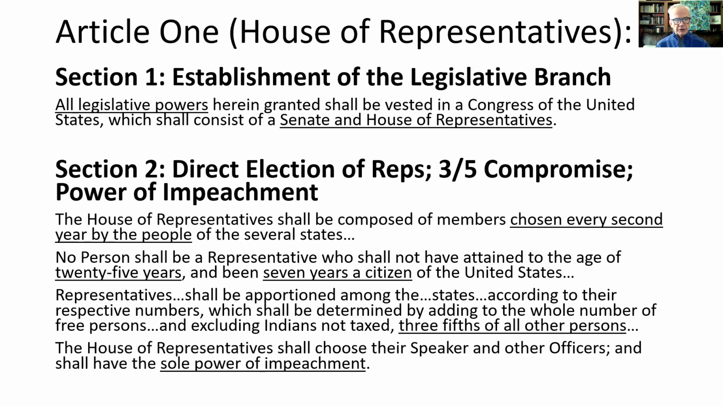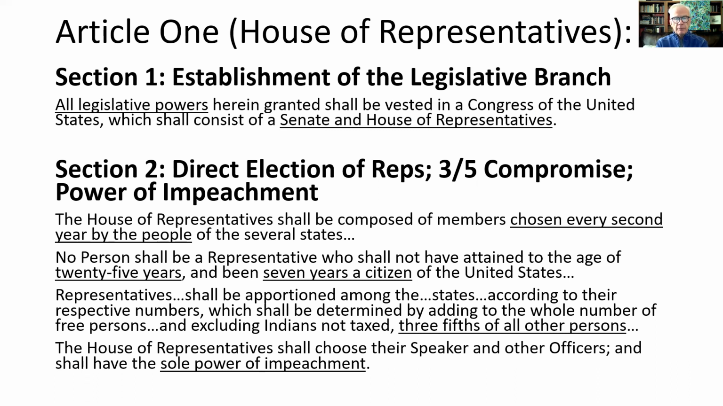Notice also that this is part of the compromise that led to the creation of the Constitution, which is how would representatives be chosen in the House of Representatives. What Madison and his supporters suggested was that the representatives in the House should be apportioned according to the population of the districts they represent, so that states that have bigger populations get more representatives in the House of Representatives, more seats in the House.